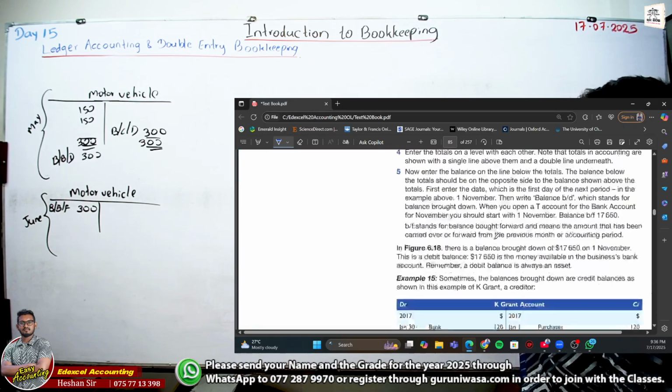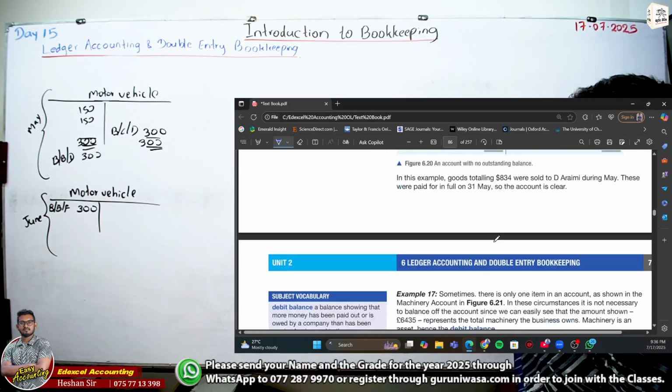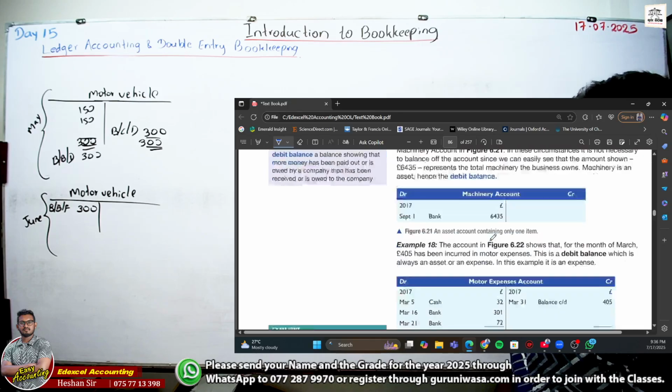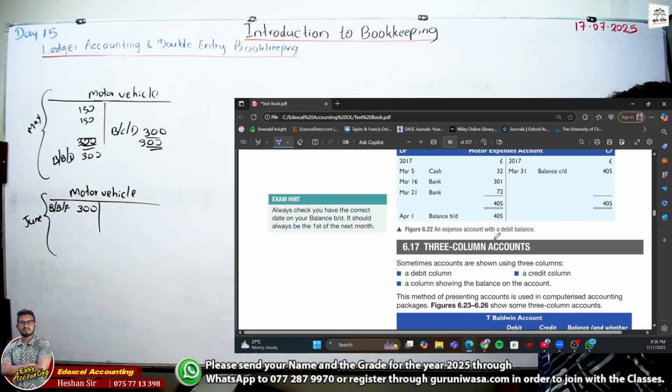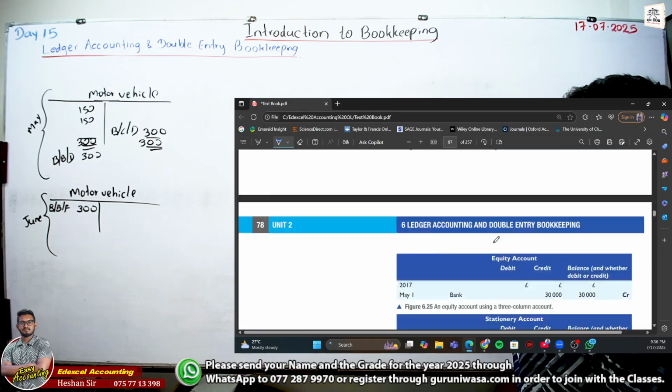The same thing we have discussed, how to balance the ledger account. I think I don't need to repeat it again and again, right? It's easy.